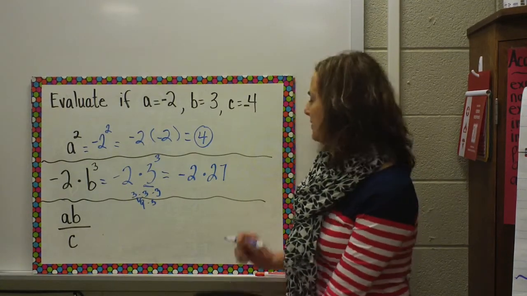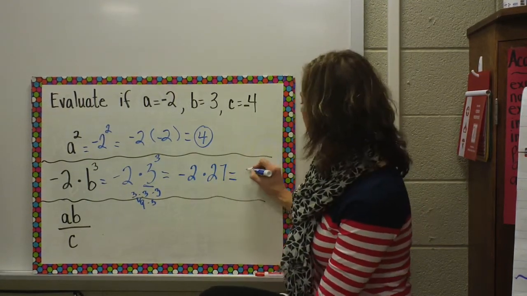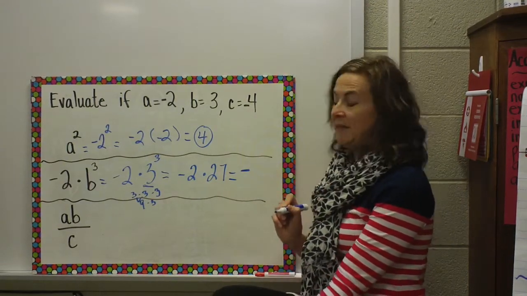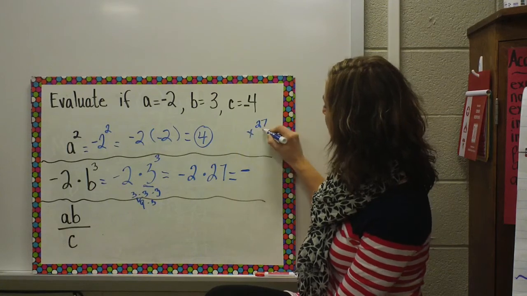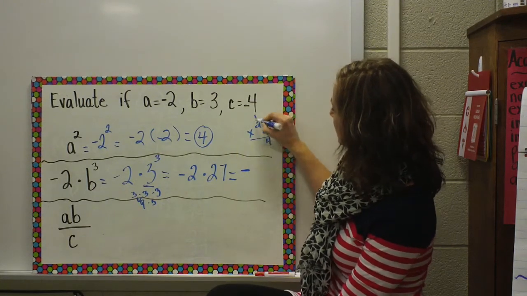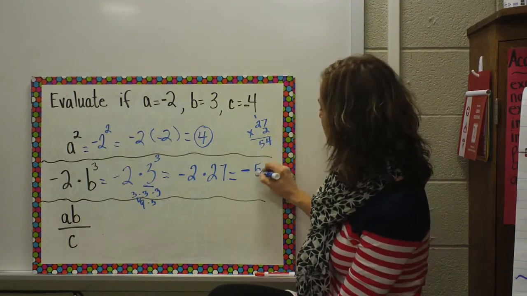-2 times 27, well, because I have different signs, I know my answer is going to be negative. And then 2 times 27, I believe, is 54. So I would just multiply that out. And I get -54.